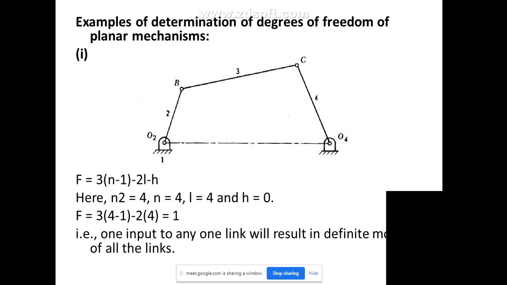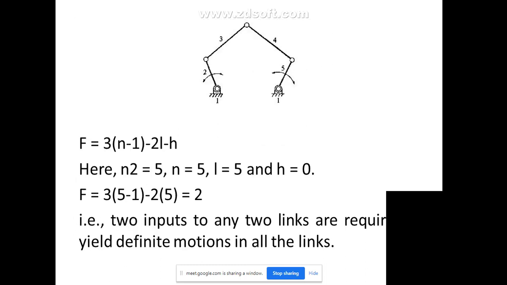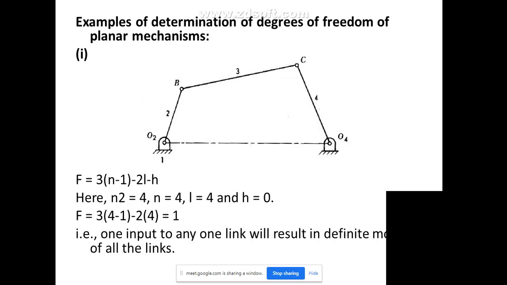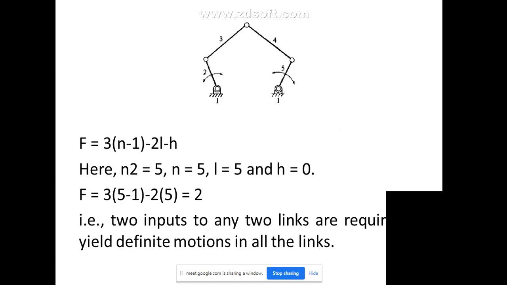So that's why I covered both problems here, with 4 links and with 5 links. You understand these 2 problems correctly. Once you understand these 2, I can go to other problems very comfortably.